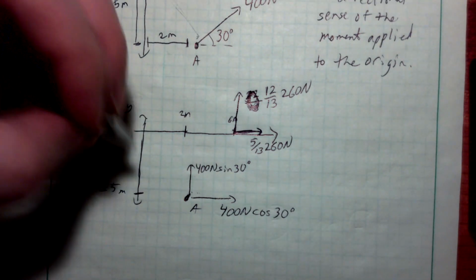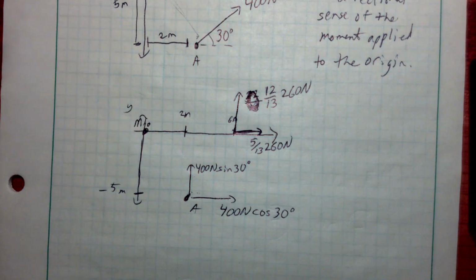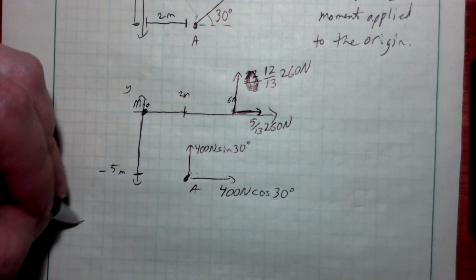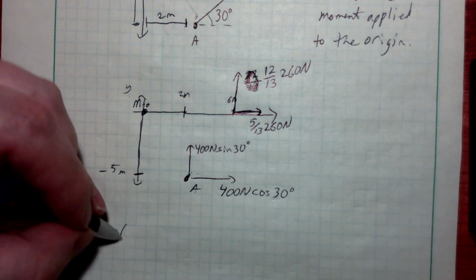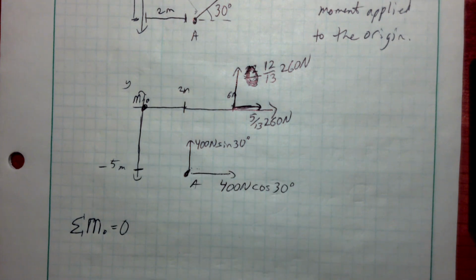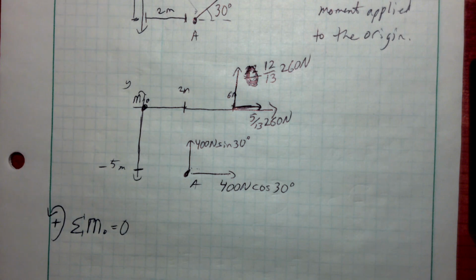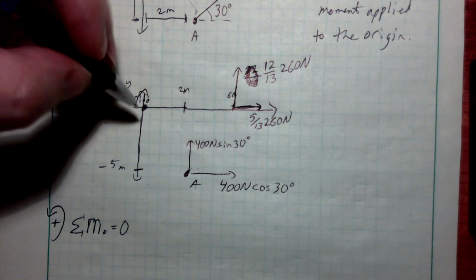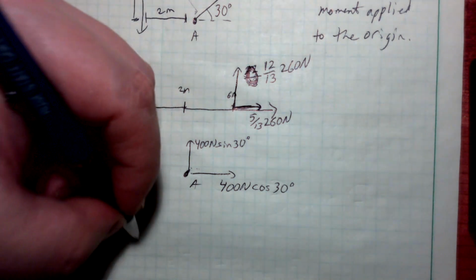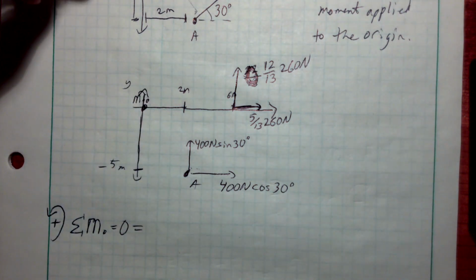And again, we're trying to find the moment about the origin. So I can write an equation: I sum all of the moments applied to the origin. I'm going to call counterclockwise positive. That's the sign convention we will normally use. So to find the moments about the origin, let's go through each of these forces.